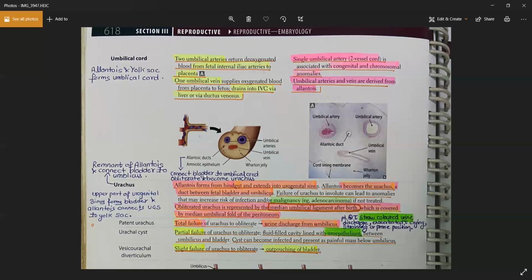All of these structures are covered with Wharton's jelly, which provides a cushion, support, or protection to these structures. In the middle, you can see there's the allantoic duct. So the allantoic duct will be there, and Wharton's jelly provides all the protection to these structures. Two umbilical arteries and one umbilical vein, surrounded by the amniotic epithelium. This is the umbilical cord. Any doubt, please ask.